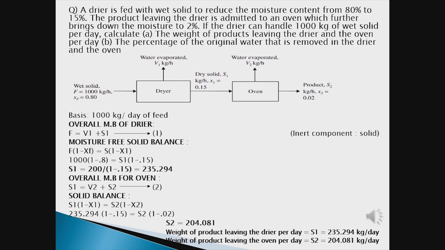Now let's take the base as 1000 kilogram per day of feed, and the overall material balance of the dryer is F equal to V1 plus S1. And the moisture free solid balance, as we have done in the absorption solute free balance, we are taking on the base of moisture free solid balance, that is F into 1 minus XF is equal to S into 1 minus X1. So we take F as 1000 into 1 minus 0.8 is equal to S1 into 1 minus 0.15. After simplifying the equations, we get S1 is equal to 200 by 1 minus 0.15, which is equal to 235.294.